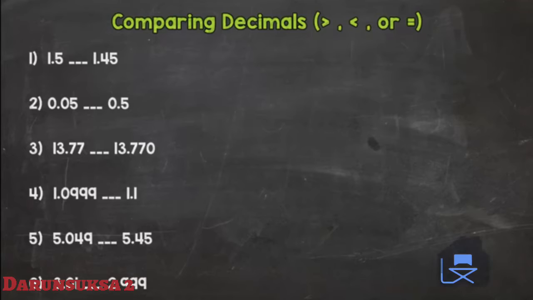So I put 6 numbers here, and basically we're just going to go through some examples and then you're going to try some on your own. So number 1 here, we have 1 5/10 and 1 45/100.